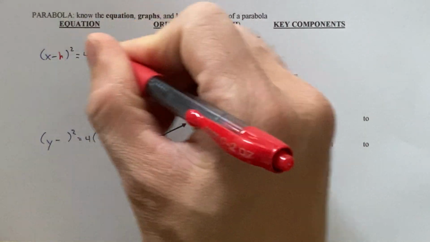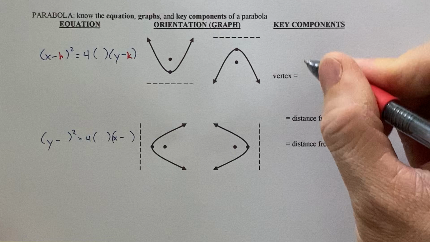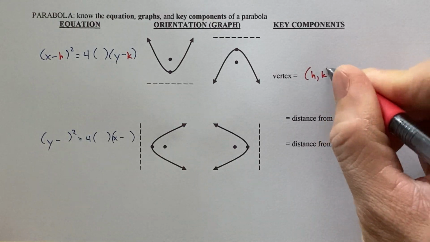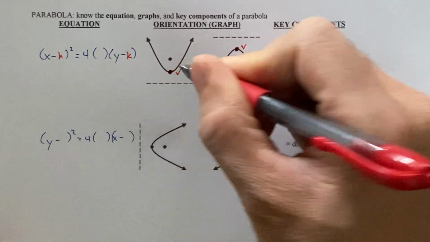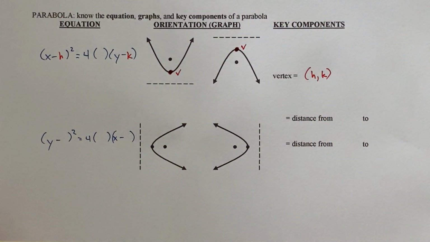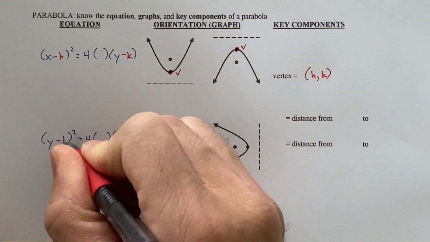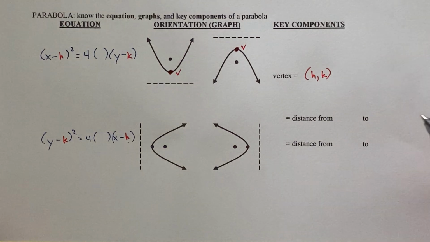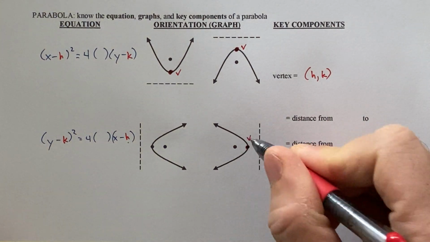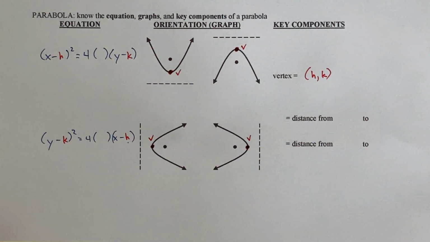Very similar to a circle, this is going to be h and k. H and k is the vertex or the tip of the parabola. So here is the vertex. Coordinates are h and k. Same thing for this one, but you do have to be careful. H always goes with the x, k always goes with the y. So again, here's my vertex in an Algebra 2 setup.